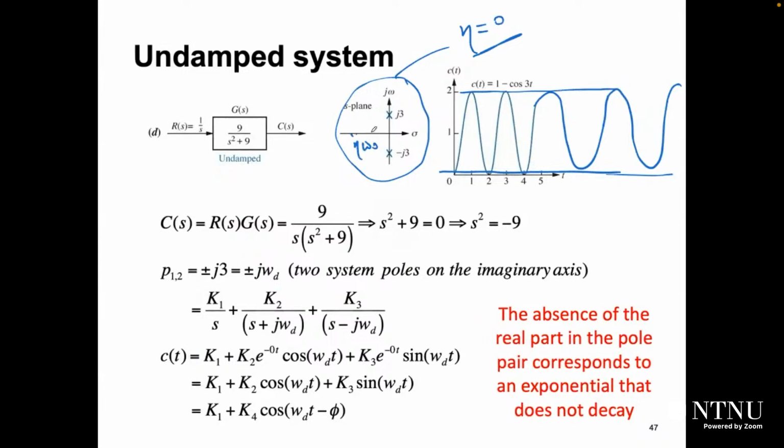So when zeta equals 0, it means the real part will be 0. And in this case, your poles will be imaginary, just imaginary. The real part will be 0. So now we can solve it for this undamped system.